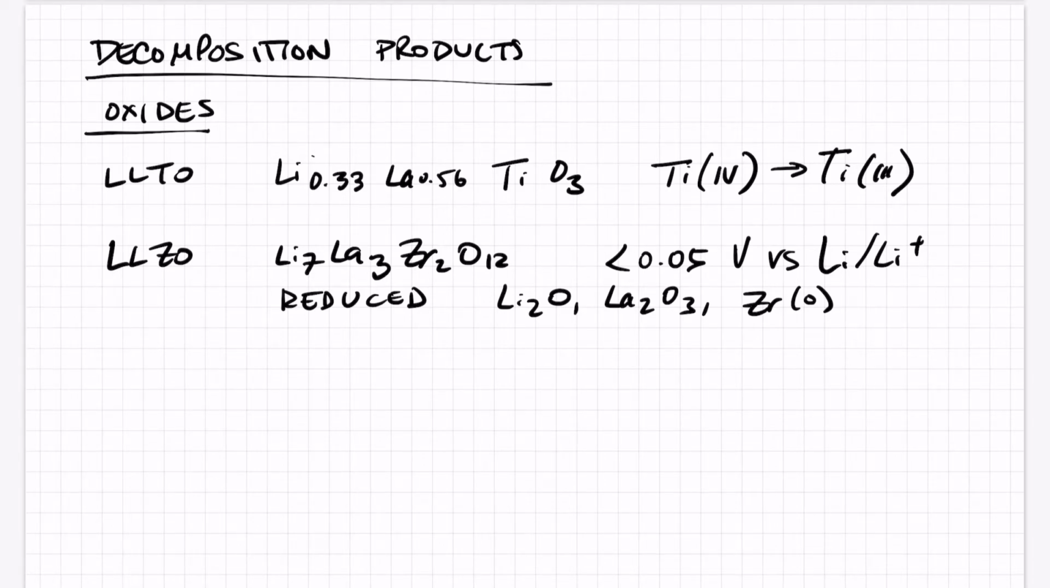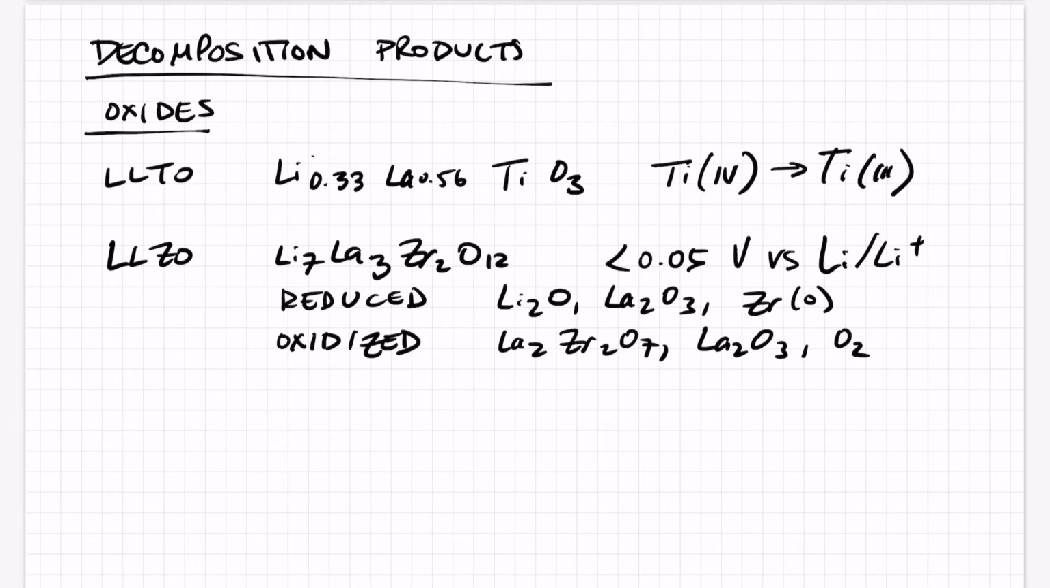And in terms of the oxidized species, if you go outside of the electrochemical stability window, you can form other species like lanthanum zirconate. You could also form more lanthanum oxide, and there is potential to evolve some oxygen. I mean, if you drive the system far enough from equilibrium, you can start just breaking the material.